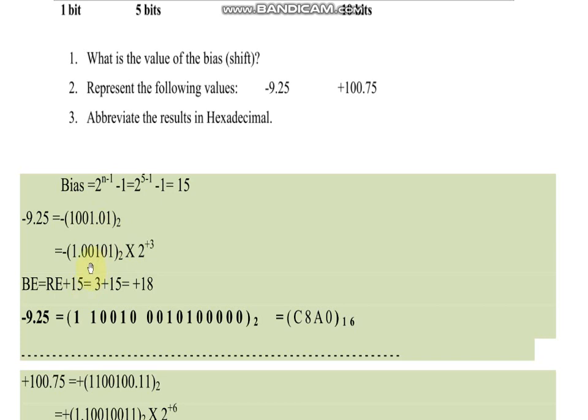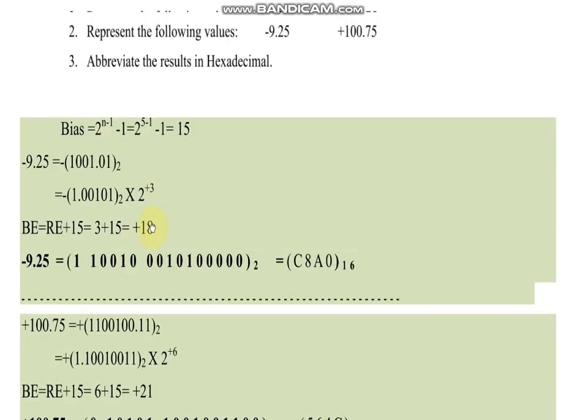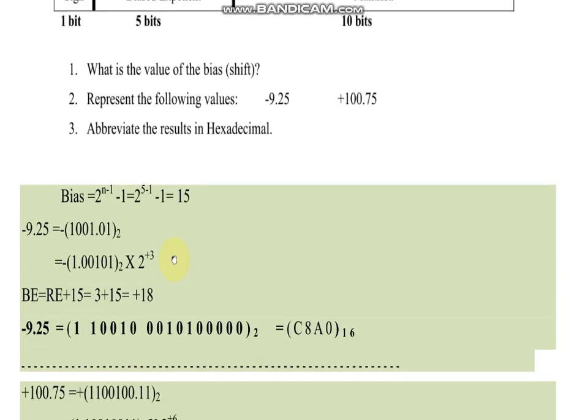Now we calculate the biased exponent. You know the relation is BE equal RE plus the bias. Here the bias is 15. 3 plus 15 is 18. So we start by storing the value inside the machine. The sign is negative, so it takes 1. 18 on 5 bits equal to 10010. And the mantissa on 10 bits is 00101 and all zeros.